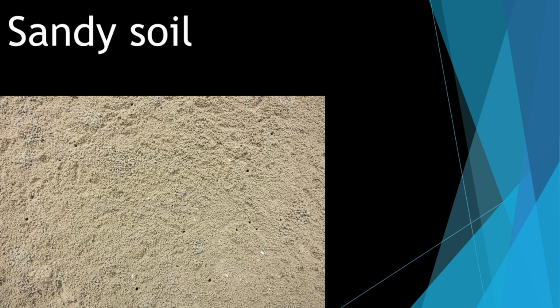First one is sandy soil. Sandy soil has a lot of sand and very little silt and clay. Sand particles have large spaces between them. They can hold a lot of air but cannot hold water or nutrients for long. So that is why sandy soil is not very good for growing crops.